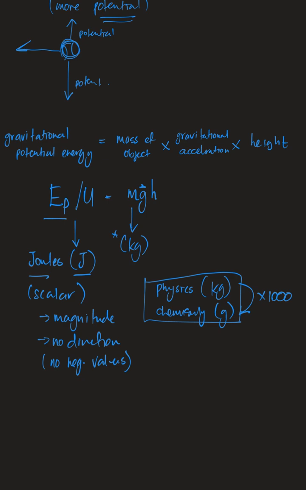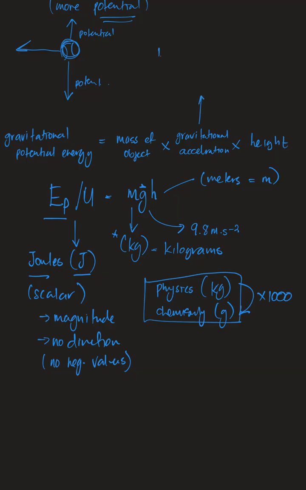That's important. G over here is gravitational acceleration, and we know that that's always going to be 9.8 meters per second squared. And H over here is your height, which is always going to be in meters, and your SI unit is going to be little m. This one should be kilograms. And that is your formula for potential energy.